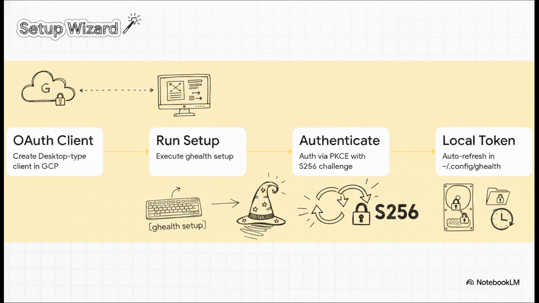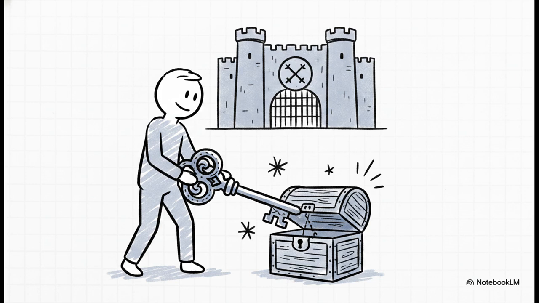Best of all, your tokens are written locally to your machine with strict 0600 file permissions, and they just auto-refresh in the background. Now, it is important to note that all Google Health scopes are classified as restricted. What does that mean? Well, if you want to build a full production app for other users, you'll have to go through a rigorous privacy and security review from Google.